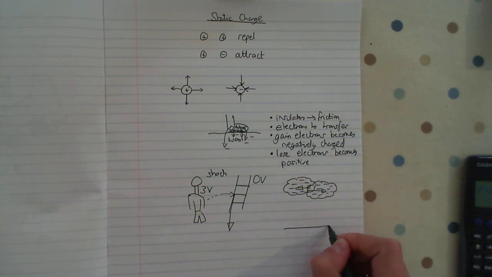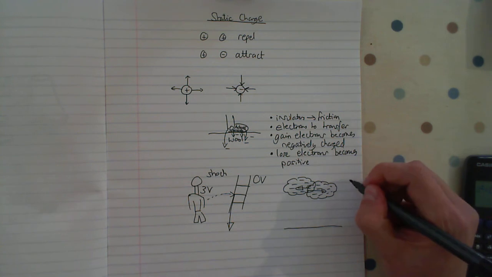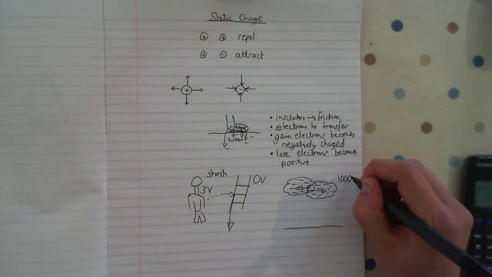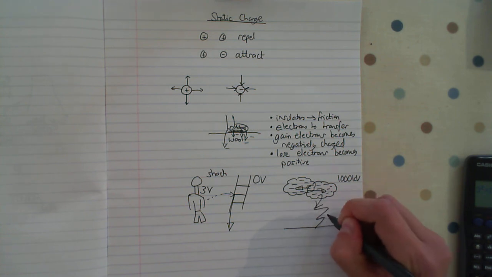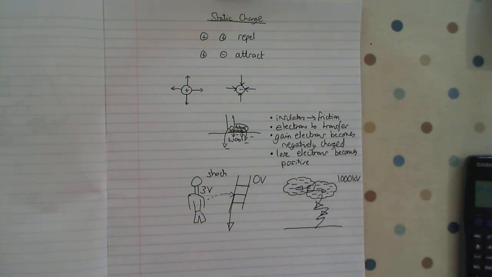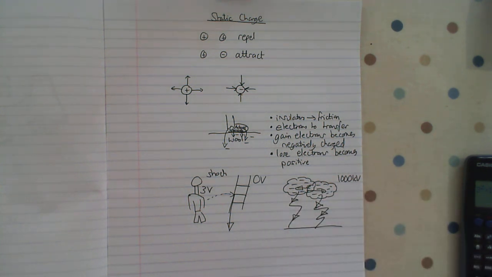And the ground, what wants to happen is that potential, a massive potential, let's say it's 1000 kilovolts, it causes lightning. Lightning is one big giant static discharge. And that's all because of the large potential difference caused from the static build-up of friction, electrons transferring.